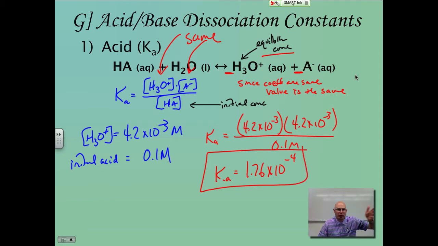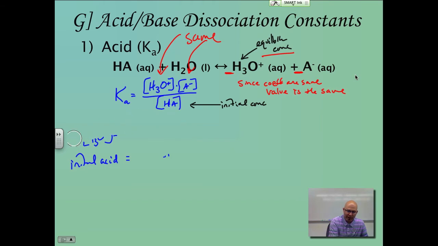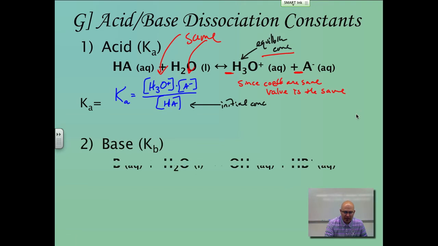You know, it could be anything. Could be formic acid. Could be cyanic acid. You don't have to know the formula. You just need to plug them in. The equilibrium times itself over the initial. All right? So let me erase this and very quickly, I don't want to waste your time, talk about the base. The base, same exact thing.